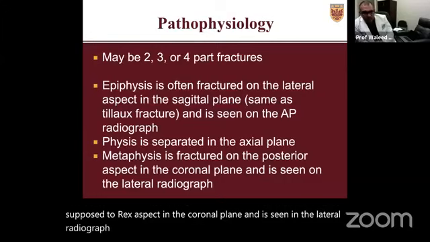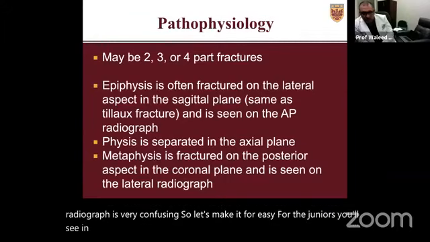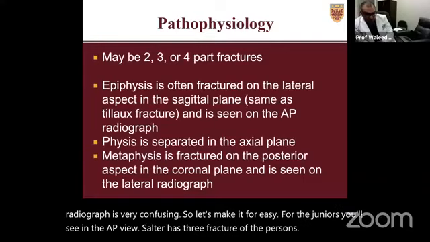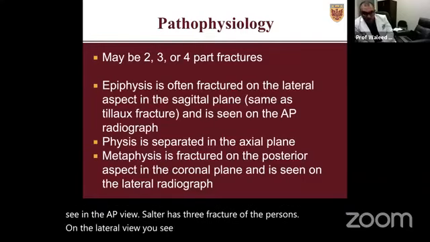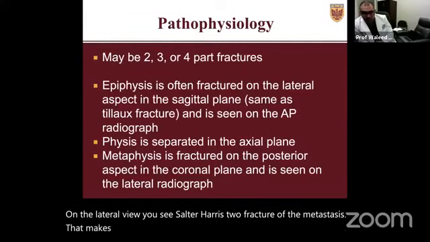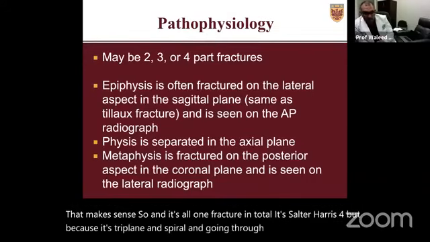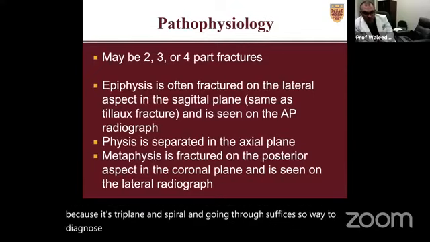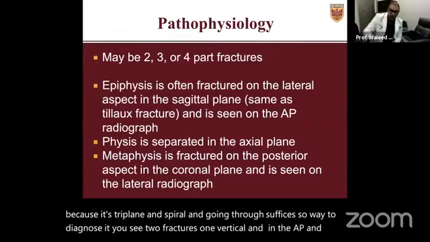So let's make it easy for the juniors. You will see in the AP view a Salter-Harris 3 fracture of the epiphysis. In the lateral view, you see a Salter-Harris 2 fracture of the metaphysis. That makes sense? And it's all one fracture. In total, it's Salter-Harris 4, but because it's triplane and spiral and it's going through the physis, the way to diagnose it, you see 2 fractures: 1 vertical in the epiphysis in the AP, and 1 sagittal metaphyseal on the lateral view.